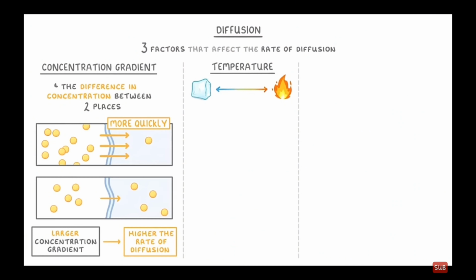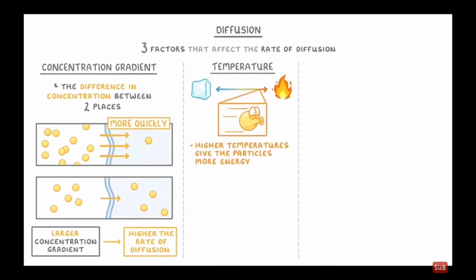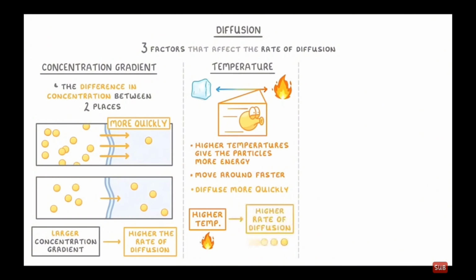The next factor is temperature, which is important because higher temperatures give the particles more energy. And this means that all the particles will move around faster, and so overall they'll diffuse more quickly. So a higher temperature means a higher rate of diffusion.